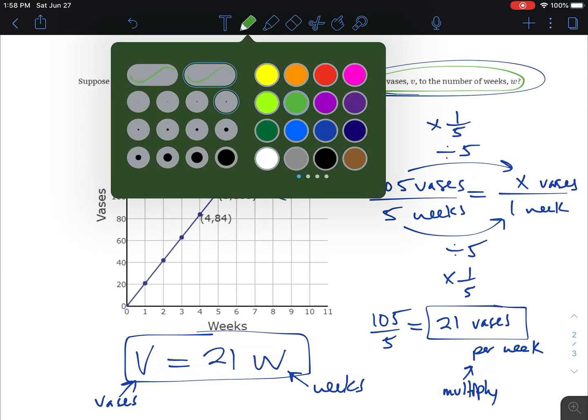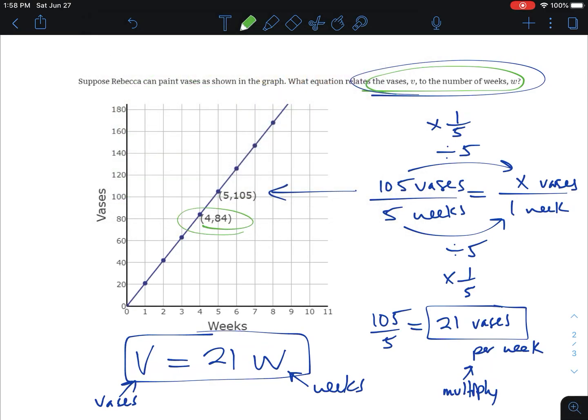And you want to always double check and make sure you do this correctly. Go back and check one of your points. Let's check this one. So are the vases that we can make 21 times the weeks? So 21 times 4 weeks, does that equal 84 vases? And it does. So that kind of checks our work. We made the equation correct.